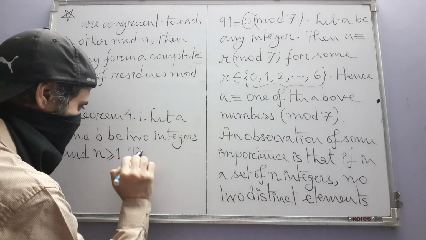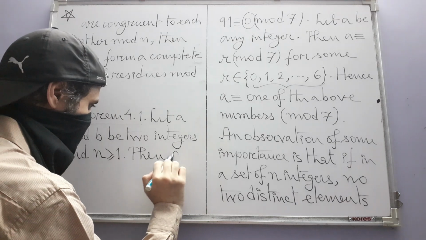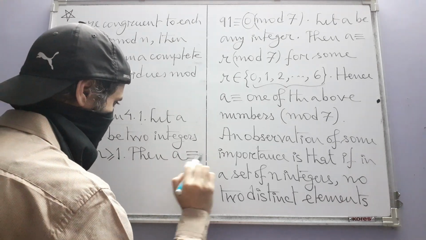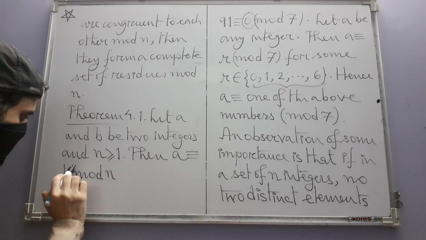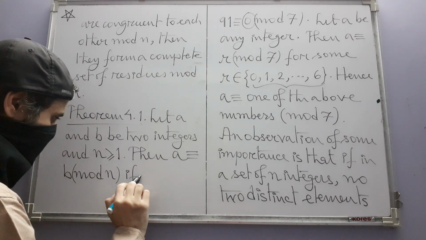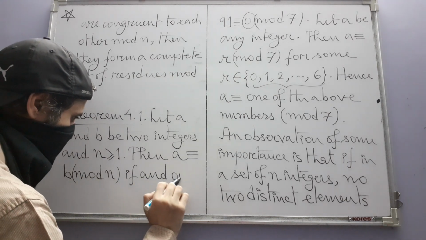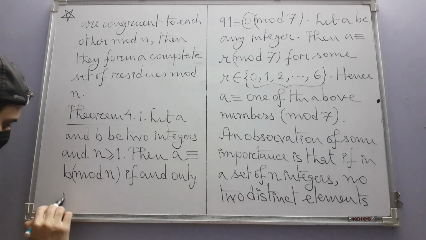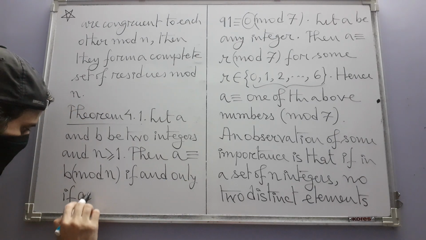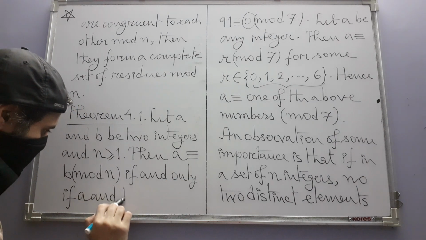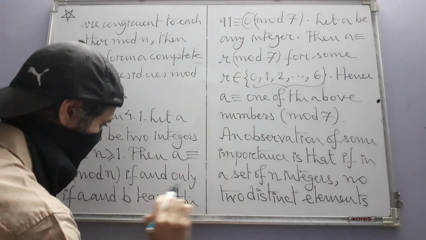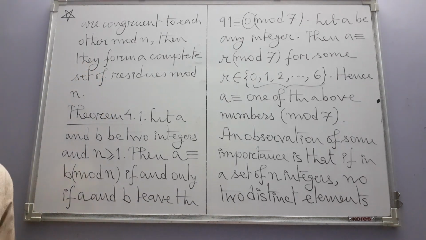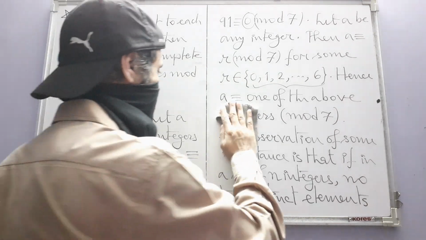Then a is congruent to b mod n if and only if a and b leave the same remainder when divided by n.